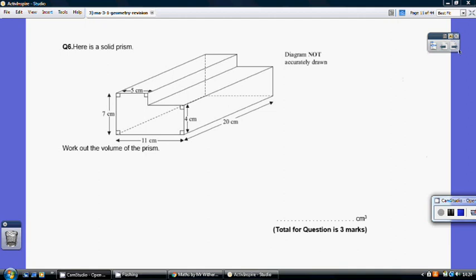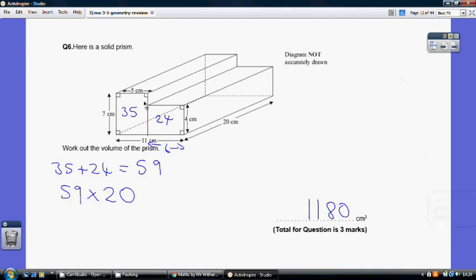Question 6. Step 1, I need to work out the area of the cross section, which comprises a couple of rectangles. This first rectangle is 5 times 7, which is 35. The base of this second rectangle is 6, because that's 11, take away the 5, which is 6. 6 fours are 24. So my combined surface area of the cross section is 35 add 24, which is 59. Then step 2, multiply this by the depth of the prism. 59 times 20 gives me 1180.